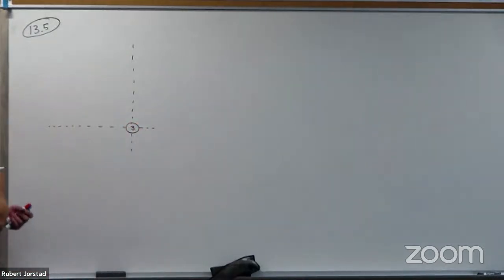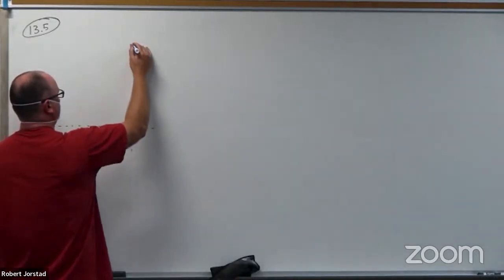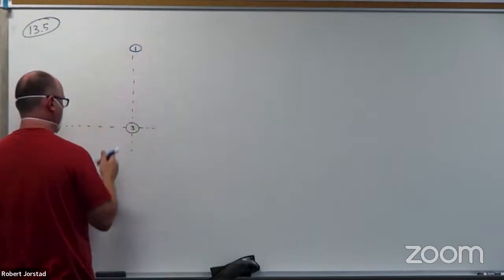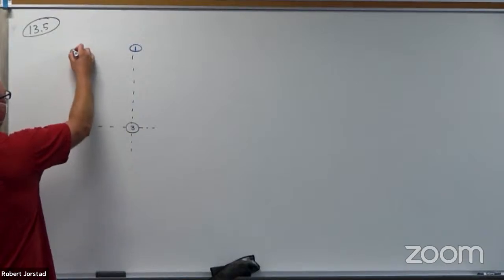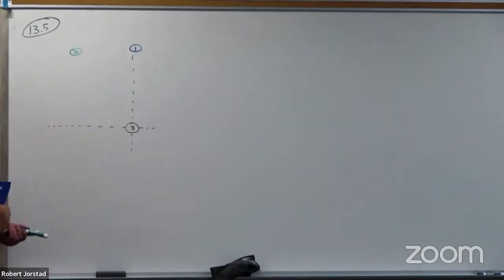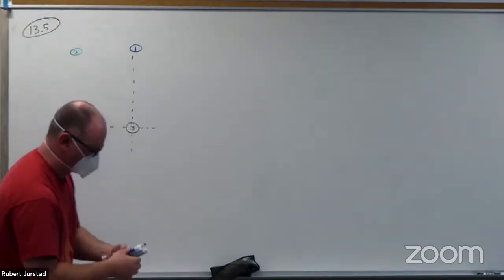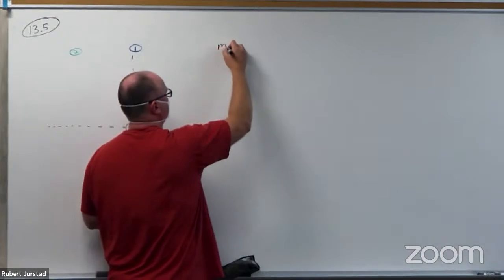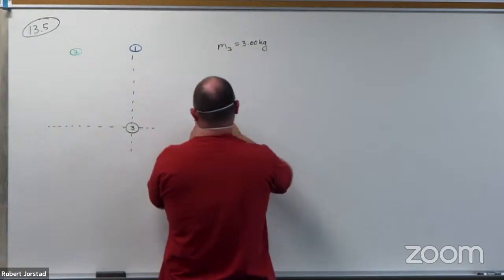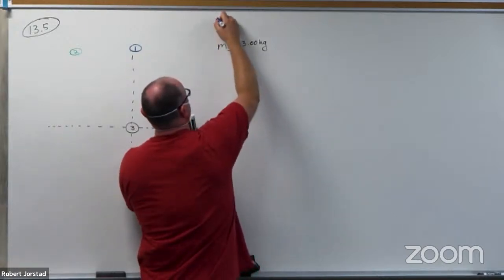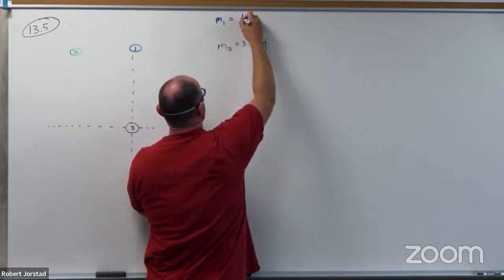Three at the origin. I don't know if I'm using the same colors as the workbook. I should have checked. I have one up here, over here. I have two. We know that the masses are 1, 2, and 3, just to keep it easy. Mass 1.